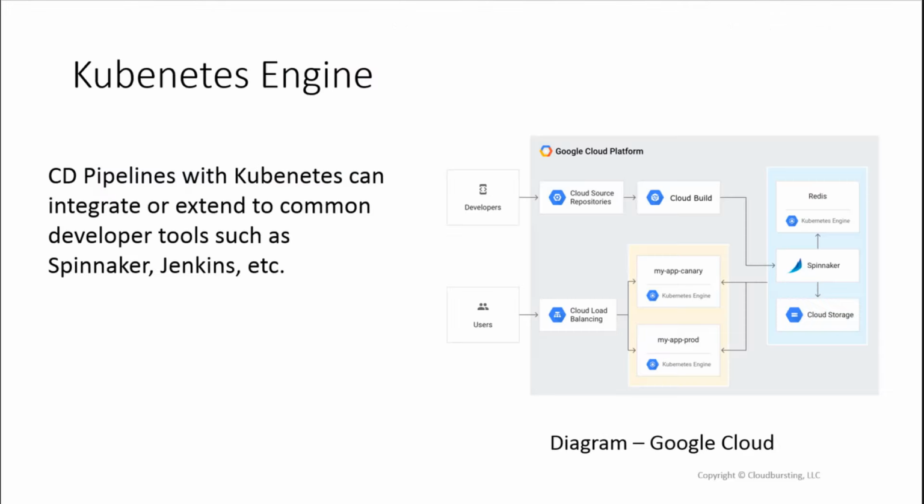For example, when we deploy a pipeline, we can integrate or extend it to other tools. It's very common to see Kubernetes and Kubernetes Engine deployed with other services such as Spinnaker, Jenkins, etc. And we talked about Jenkins earlier in, I believe, the CI and CD section of the course.